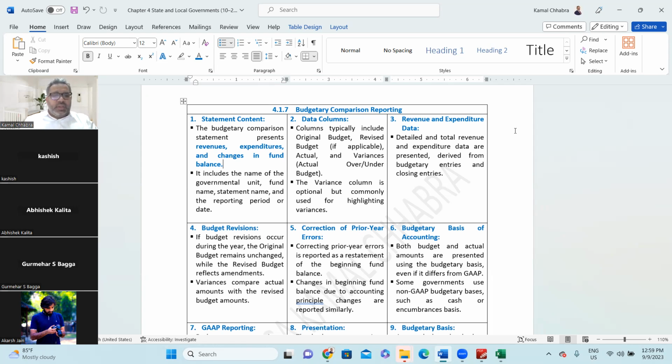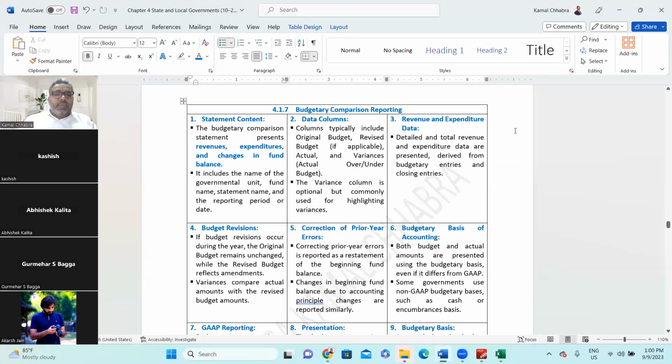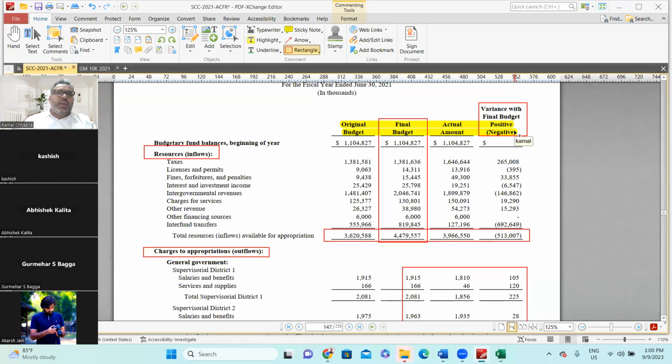If the budget revision occurred during the year, the original budget remains unchanged. You provide the original budget, while the revised budget is reflected as an amendment. So the original budget is there and the revised budget is in a separate column. The variance compares the actual amount with the revised budget, so variance is always between the actual amount and the revised budget.